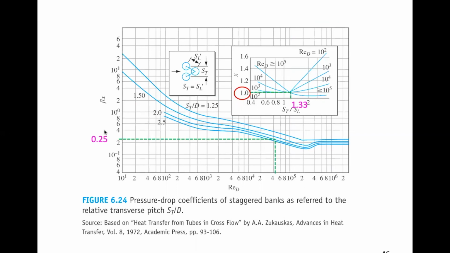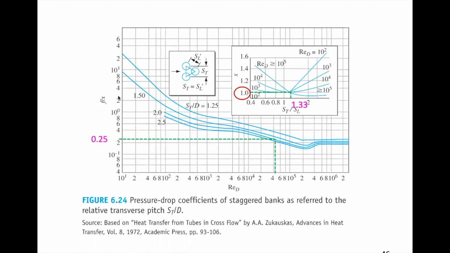So we can read a pressure coefficient of 0.25, right? With an X value of 1, according to the pitch, again, the ratio of the pitches, right? So again, we need to read this whole figure for the pressure drop coefficient for our staggered bank. You will have a similar plot, but for inline banks in your textbook. So with the Reynolds and the ratio of the pitches here, that is less than 2, we can read 0.25 of f of the pressure coefficient.